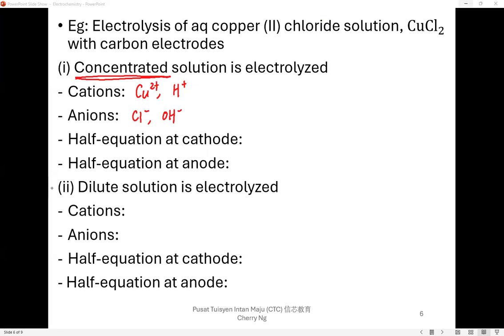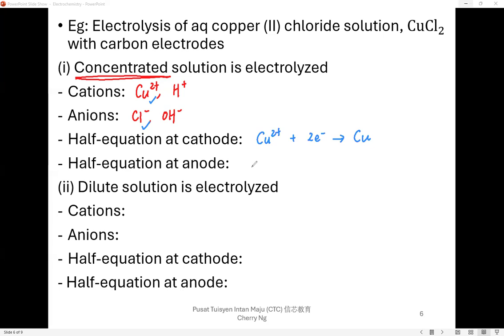So look at the cations. We have to discharge copper because it's below hydrogen plus. For the anions, because of the word concentrated, we have to discharge chloride because it is so concentrated that we need to discharge chloride ions. Okay, so let's see the half equation at the cathode. We'll start from the copper 2 plus ion. To balance this 2 plus, we have to put 2 electron here, and they become copper.